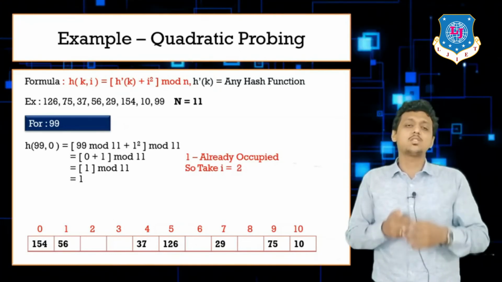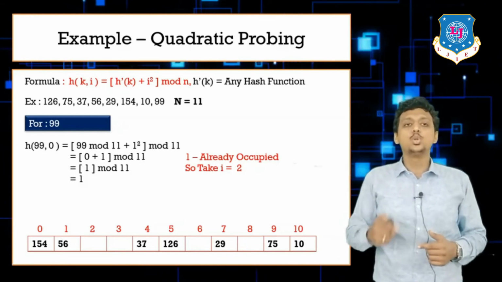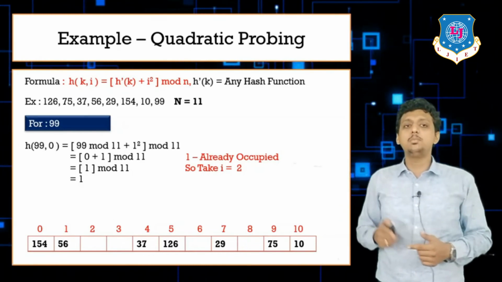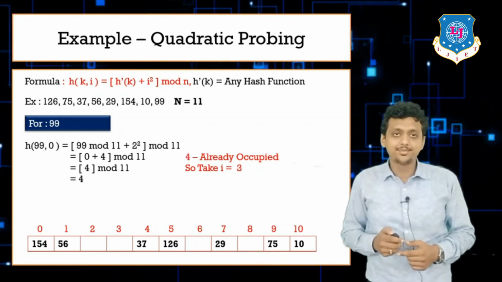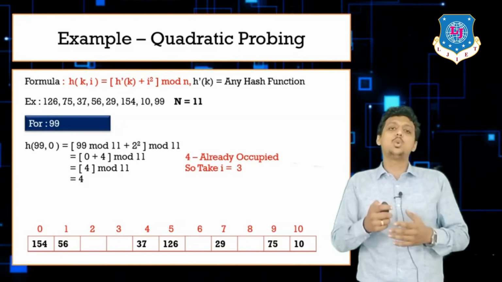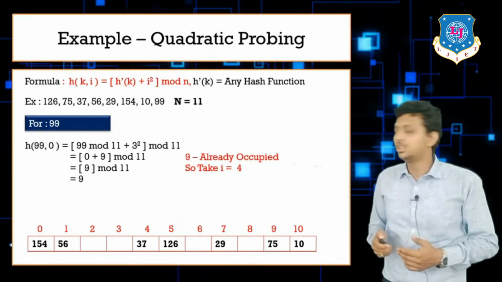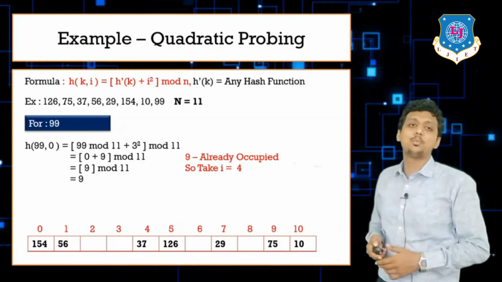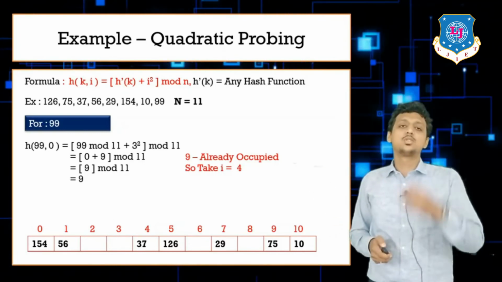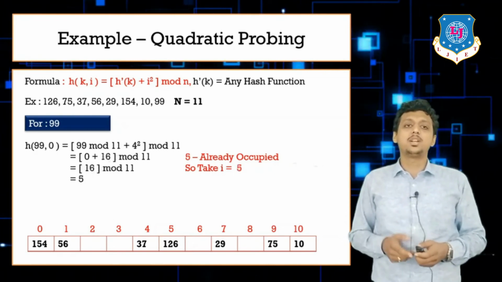But now 1 is also occupied, so you need to increment i again. That becomes 2 square, so 99 mod 11 plus 2 square becomes 4. But place 4 is already occupied, so we again continue with 3. 3 square becomes 9, but 9 is also occupied. So we increment i again, that becomes 4, and 4 square is 16.